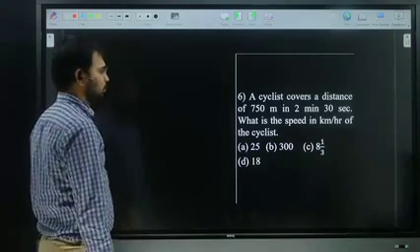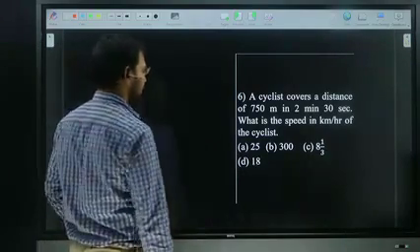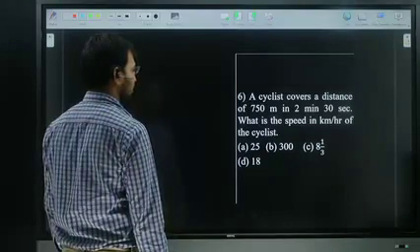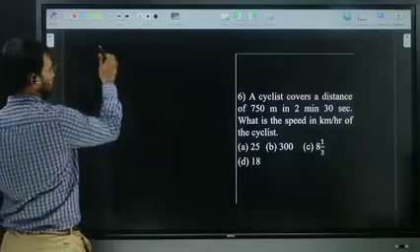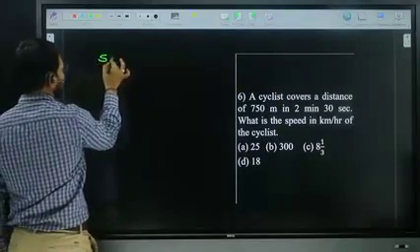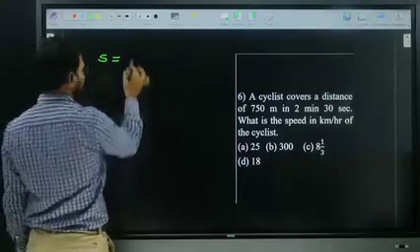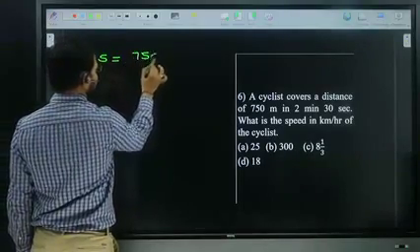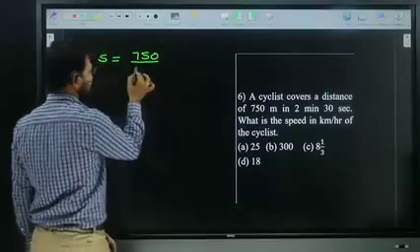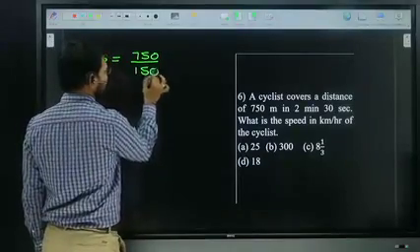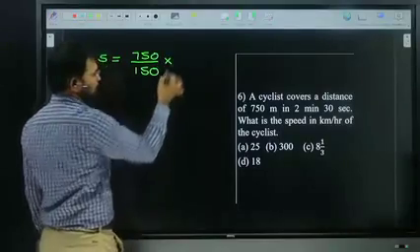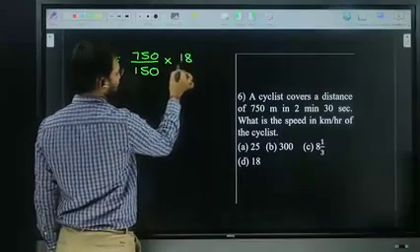So what is the answer for this question? Very good, 18 is the right answer. 750 meters in 2 minutes 30 seconds, what is the speed of the cyclist in kilometers per hour? Speed is nothing but distance by time. Distance is 750 meters. In terms of seconds, 2 minutes 30 seconds is total 150 seconds. In terms of kilometer per hour, 18 by 5.